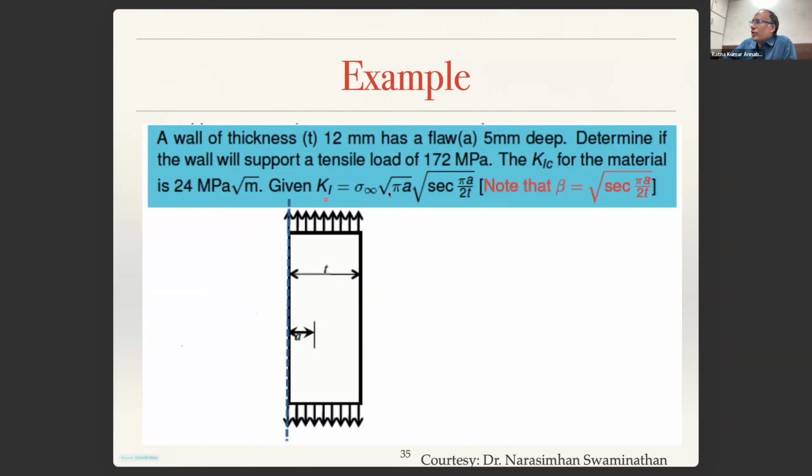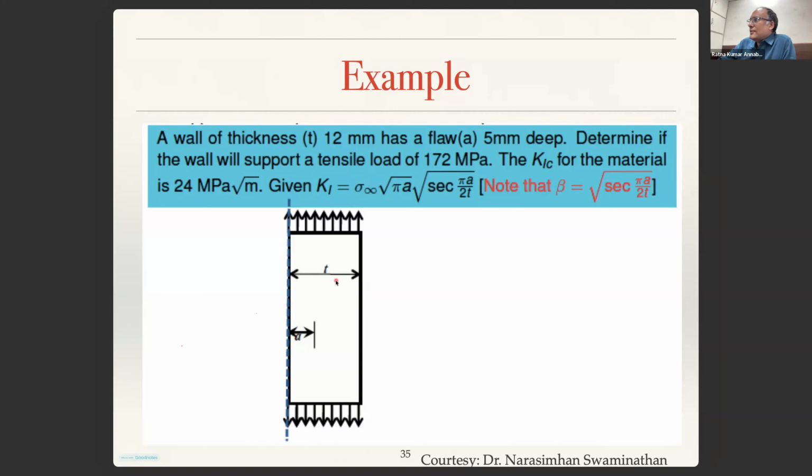And you should compute K1 using this formula, where normally it is sigma root pi a, sigma infinity is the far field stress. And this quantity, root secant pi a by 2t, is your geometric correction factor, because it has a certain finite size. Okay. So how do you solve this problem?